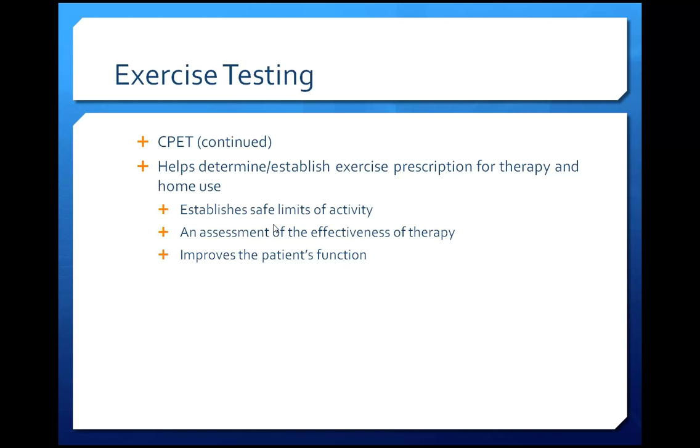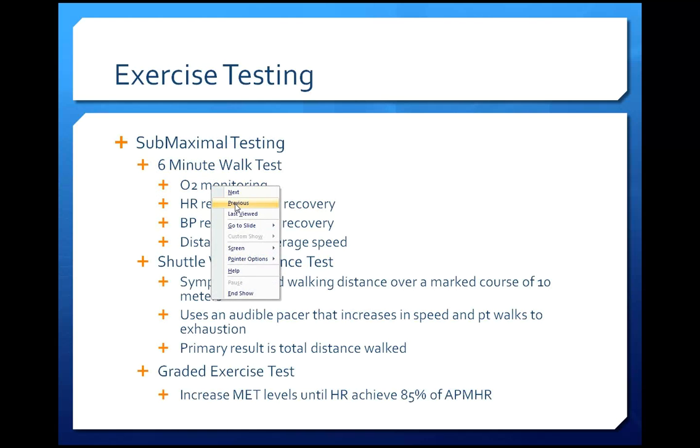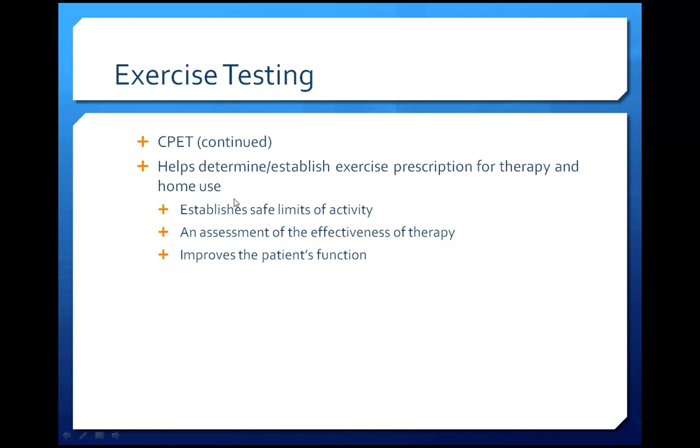So a CPET is getting on the bike, and it's basically a graded exercise test. You can do it on a treadmill as well. I think most people are familiar with doing a stress test for cardiac assessment. Every 2 to 3 minutes, the resistance increases, or the grade of the treadmill increases, to put more stress on the system.